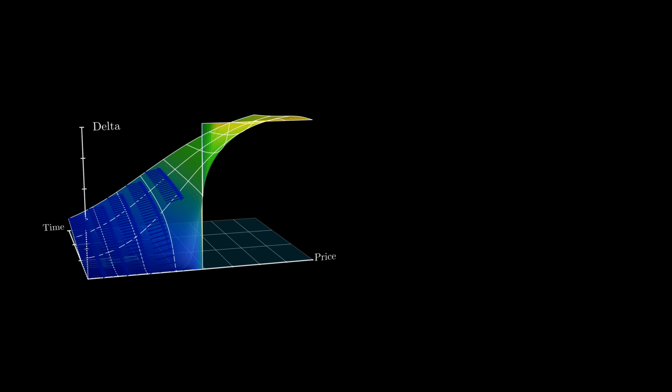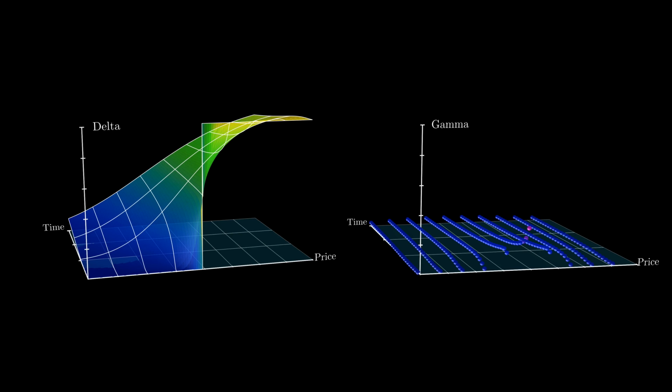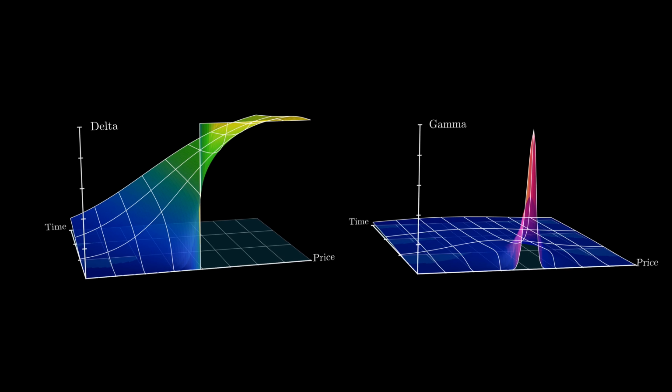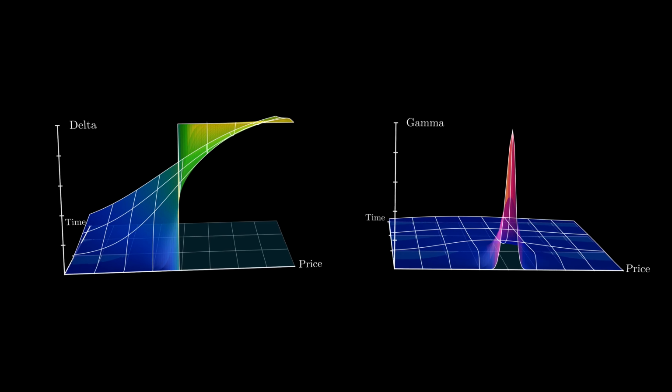And from delta, we get the second order Greek gamma. But what does this number even mean? What is a second order option Greek? How should we interpret the value of gamma in relation to the profit and loss of an option position?